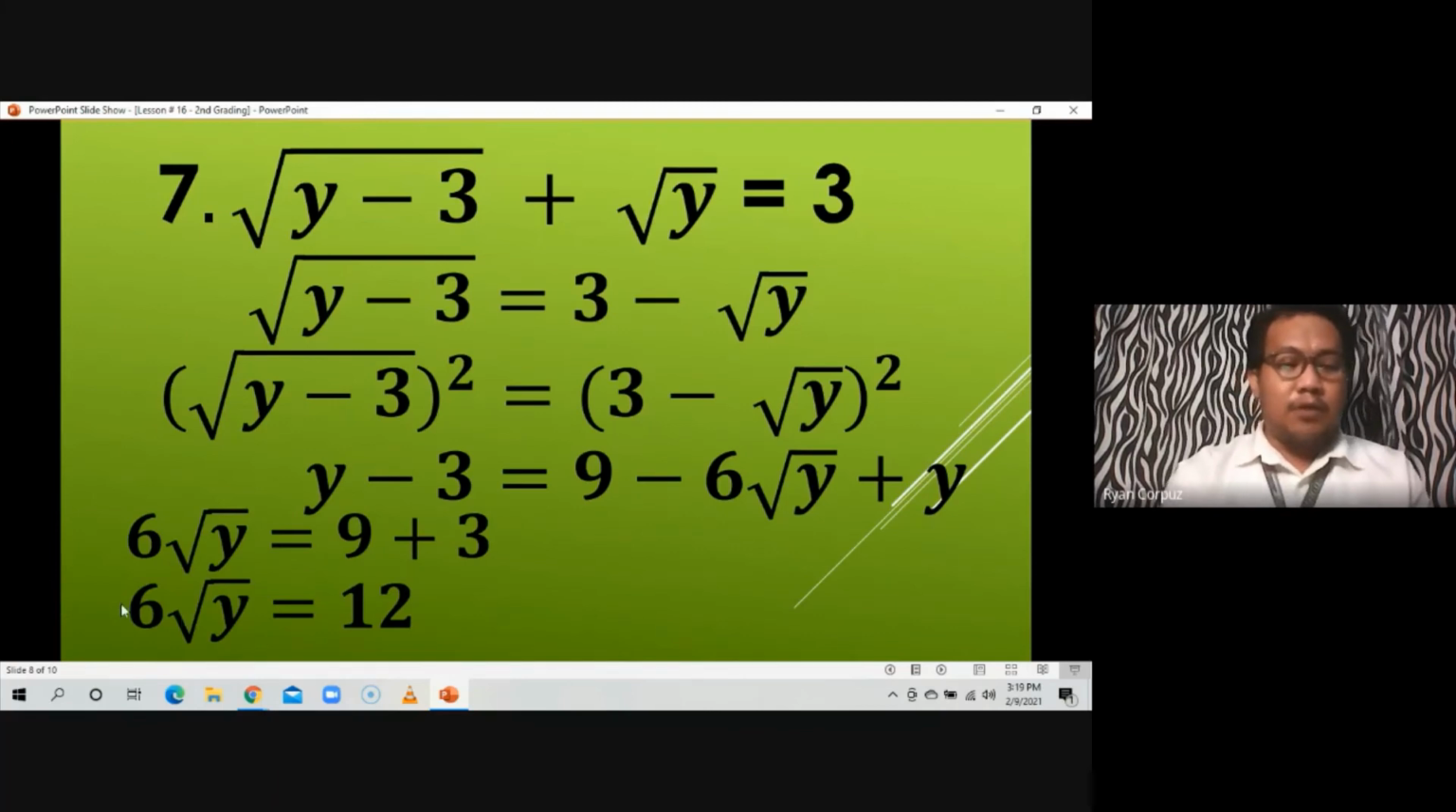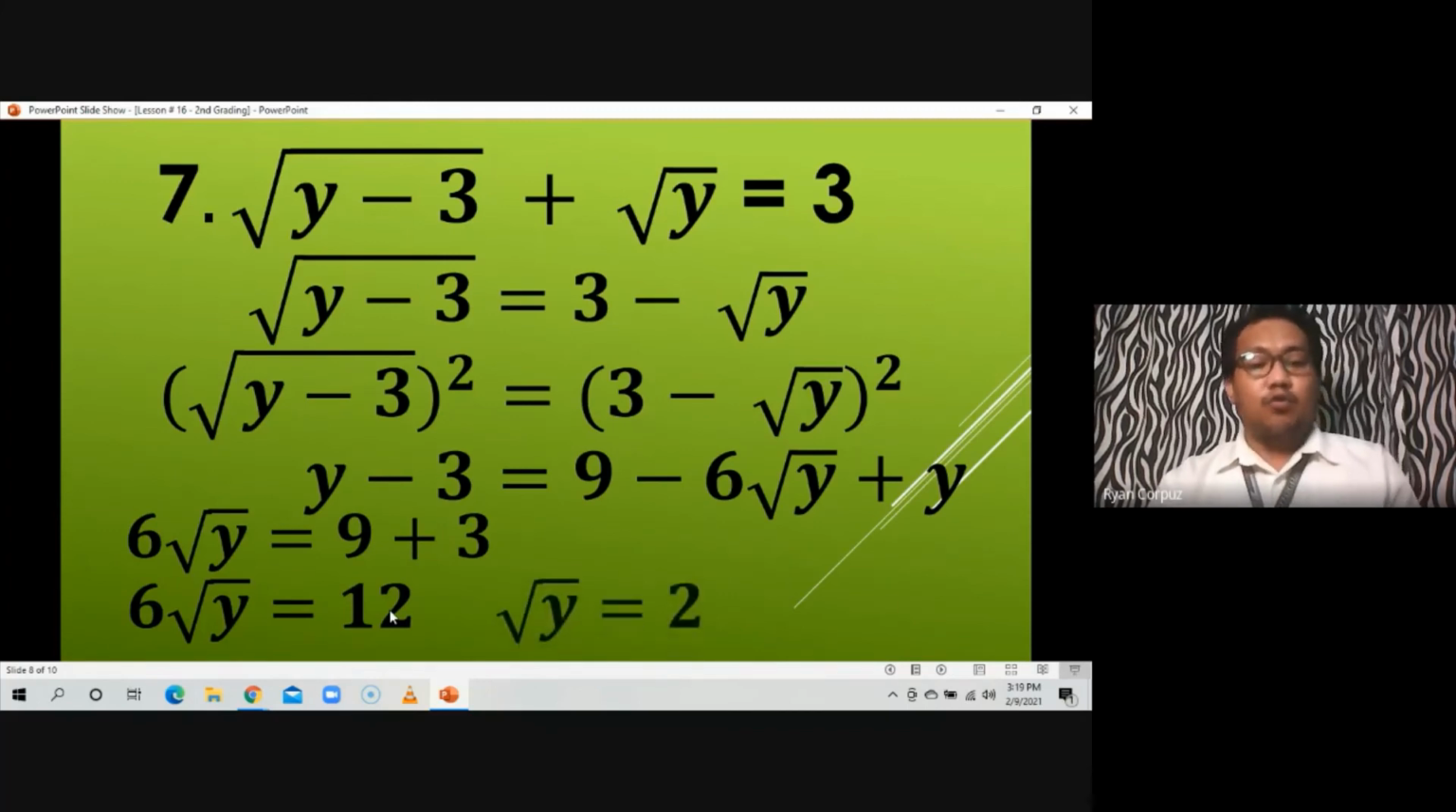Then we can remove this numerical coefficient here outside. That's by dividing both sides of the equation by 6. So pag dinivide mo to by 6, ang matitira ay square root of y, yung 12 divided by 6, ang matitira ay 2. So magkakaroon ka ng square root of y is equal to 2.